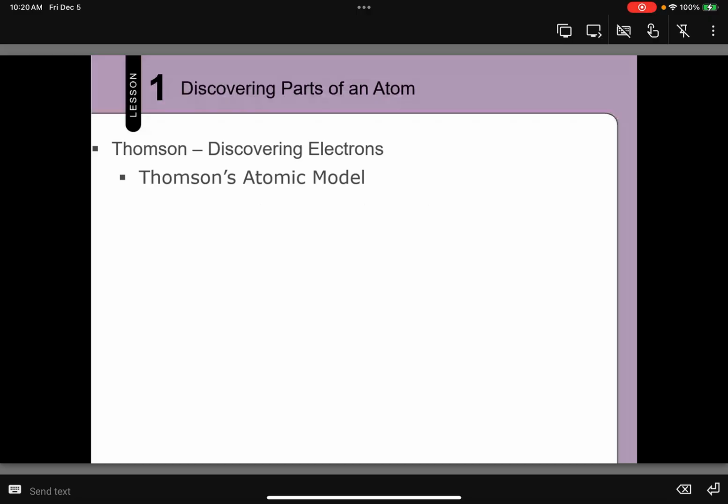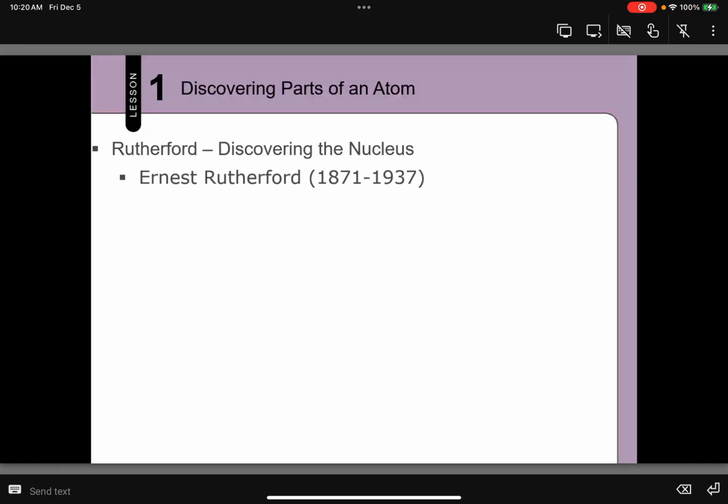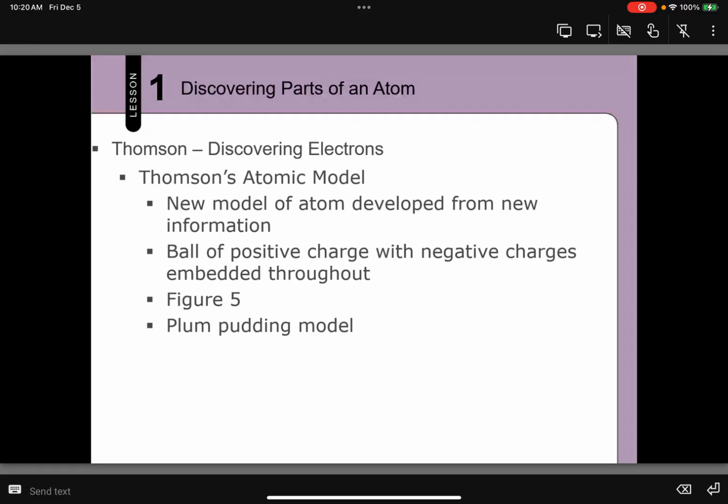Might help if we go to the next part. So the atomic model that Thomson came up with, he called it the plum pudding model. Which does not necessarily make sense to you guys, because you don't know what plum pudding is, do you? It's a pudding made out of plum. Okay? It was something that was common at that time. It's not something that is common now. And so even though he called it the plum pudding model, I like to call it the chocolate chip cookie model. That sounds better. Yeah, it's better.